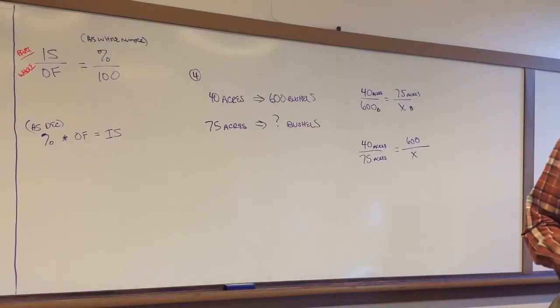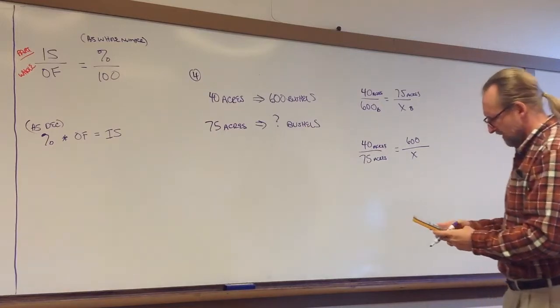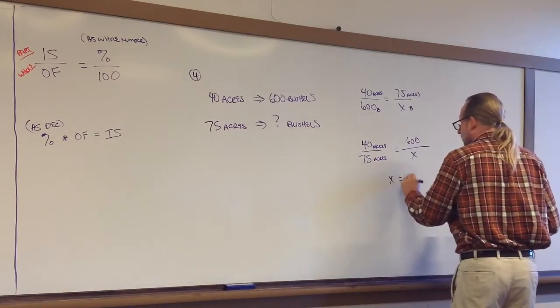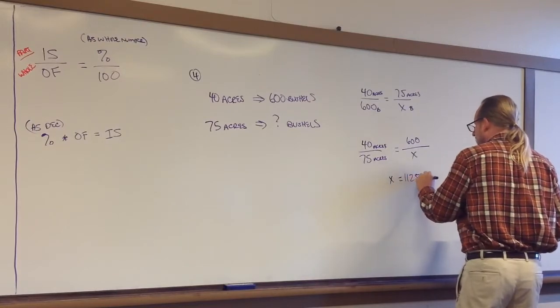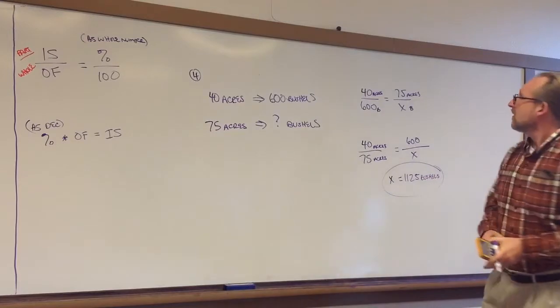So let's see what that comes out to be here. 75 times 600 and divided by 40. So X is 1,125 bushels. Okay.